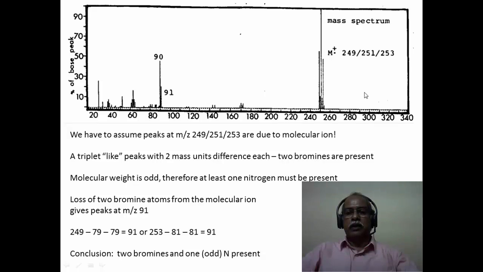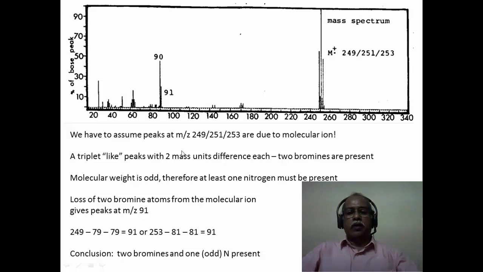First of all, we have to assume that this is the molecular ion of this compound, because that information is also not given. Although it says M plus here, we cannot be very sure unless the M plus is mentioned. We cannot be sure the highest mass peak is the molecular ion peak. The triplet-like peak with 2 mass unit difference definitely confirms the presence of 2 bromines. In addition to that, if you look at the molecular weight, they are odd masses: 249, 251 and 253. So the odd molecular weight seems to tell us that an odd number of nitrogens must be present in this compound.